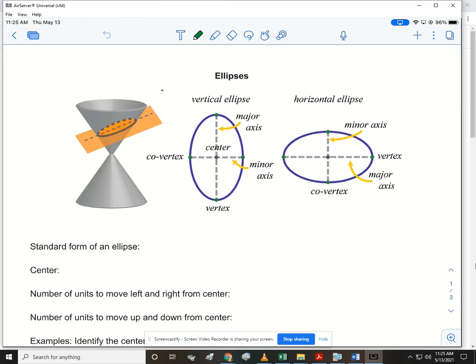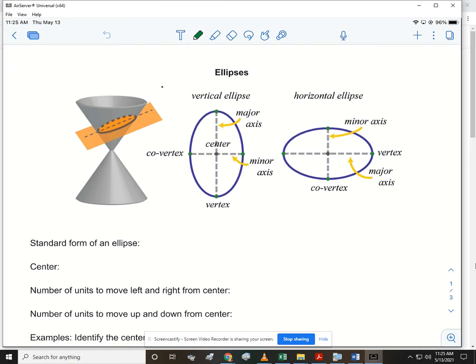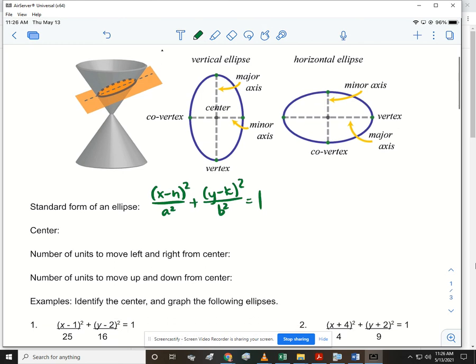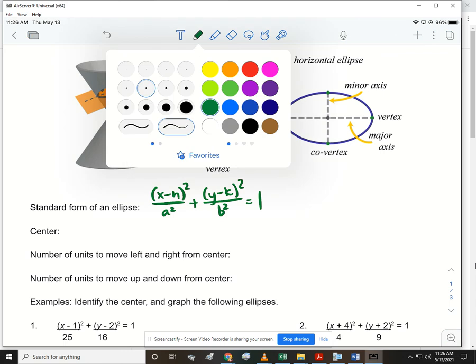Next conic section that we are going to talk about is ellipses. An ellipse is basically an oval shape. The standard form of an ellipse is going to look like the standard form of a circle, but you'll have (x minus h) squared over a squared plus (y minus k) squared over b squared equals 1. So an ellipse does have a plus sign in between your two fractions, and an ellipse is always equal to 1 when it's in standard form.